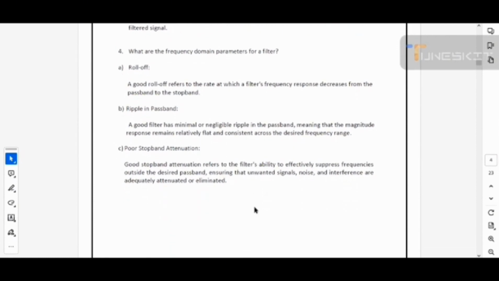And the last one is what are the frequency domain parameters for the filter. First is roll off, second is ripple in the passband, third is poor stop band attenuation. A good roll off refers to the rate at which the filter frequency response decreases from the pass band to the stop band. A good filter has minimal or negligible ripples in the pass band. And good stop band attenuation refers to the filter's ability to effectively suppress the frequencies outside the desired pass band, ensuring the unwanted signals are eliminated.